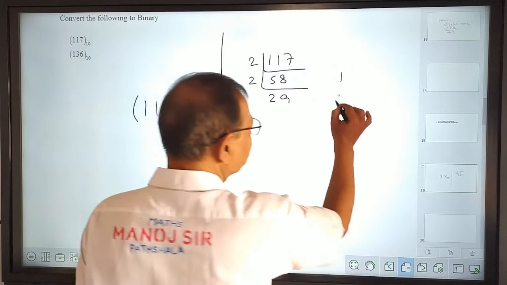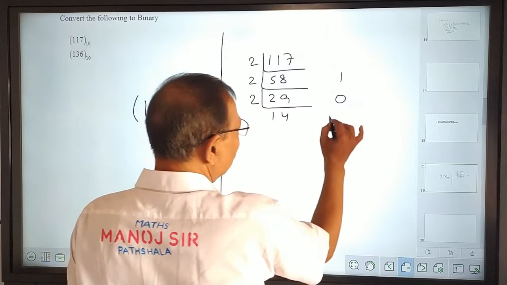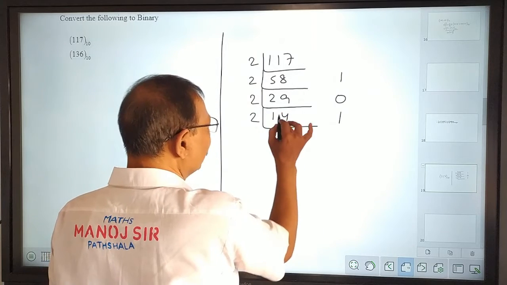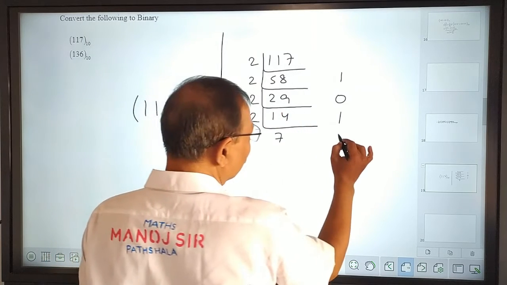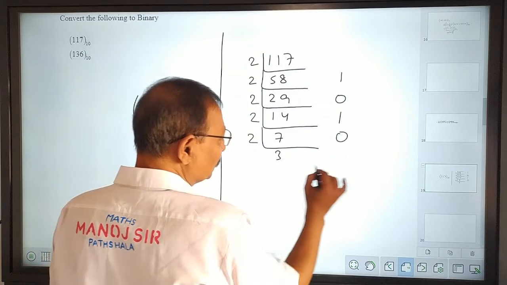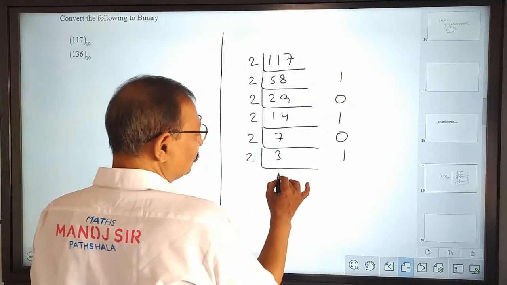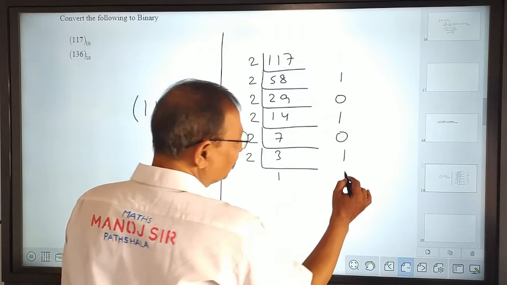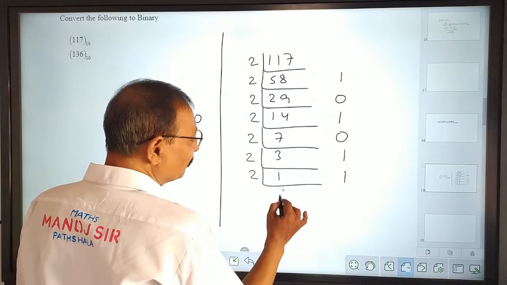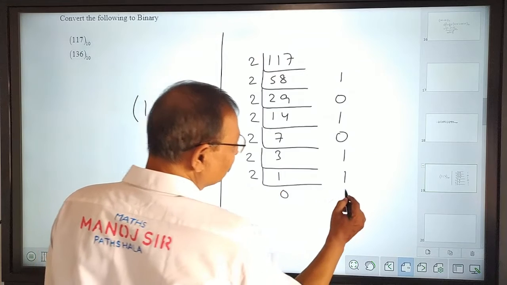So write here 0. Again divide this 29 by 2, and we got 1 as remainder right here. Again divide this 14 by 2, we got no remainder, right, 0. Divide this 7 by 2, quotient 3 and remainder 1 right here. Divide this 3 by 2, got quotient 1 and remainder 1. Now if we divide this 1 by 2, then the quotient will be equal to 0, and the process now comes to its end, and the remainder is 1.